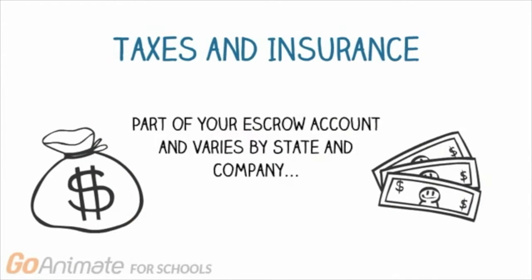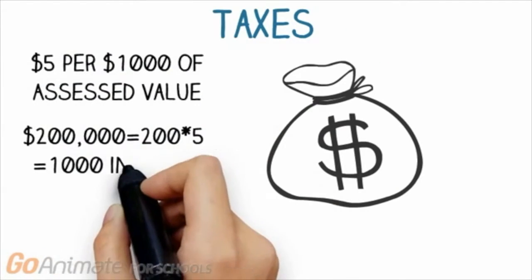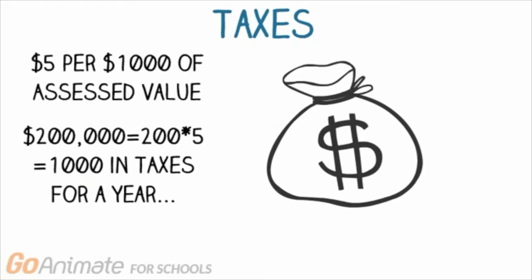Other costs that would be included in your mortgage payment would be taxes and insurance. We talked earlier about the fact that that's part of your escrow account. Taxes and insurance vary by state. They vary by company if you're talking about insurance. But let's suppose that your taxes were $5 per $1,000 of assessed value. That's the way they figure taxes, by assessed value. So let's say your home is assessed at the same value that you bought it. And oftentimes, as you just bought a house, that would be the case. So at $200,000, that would be 200 times $5, which is $5 per 1,000 assessed value.